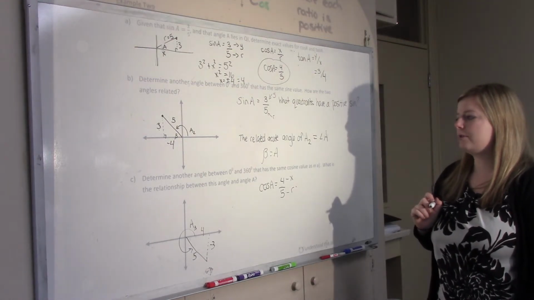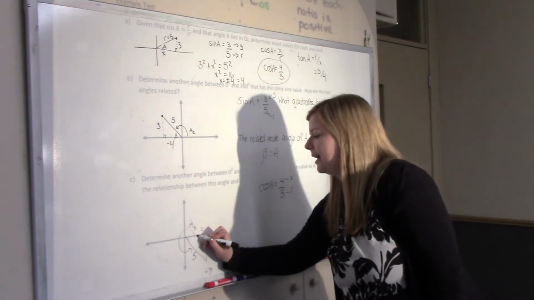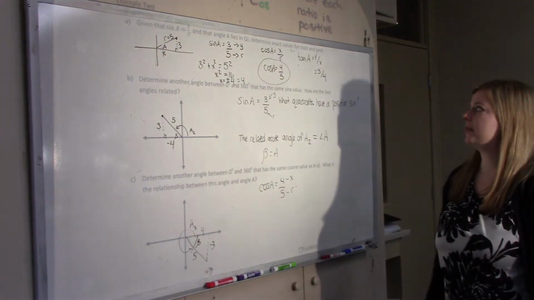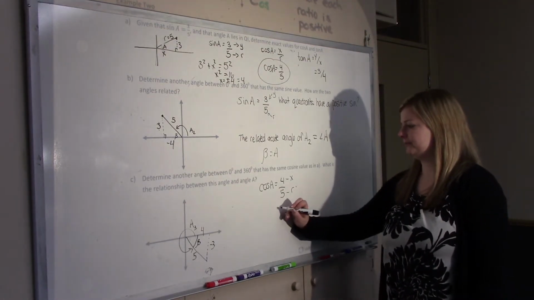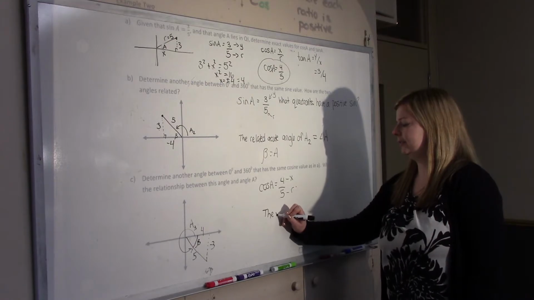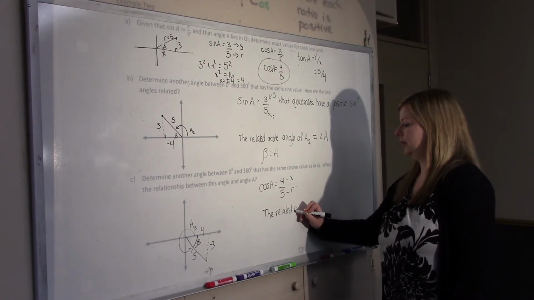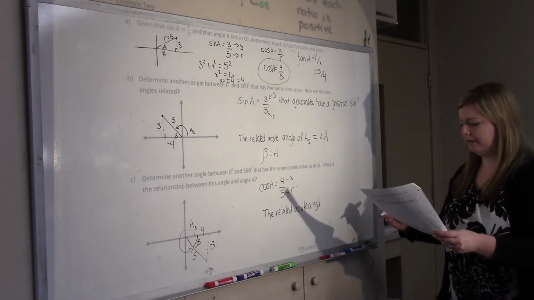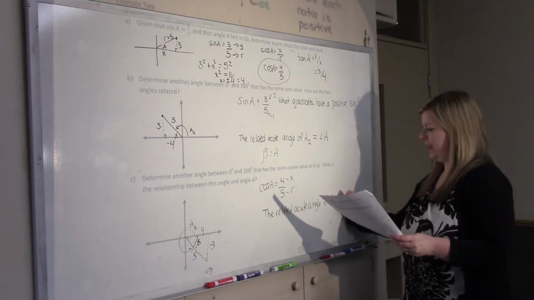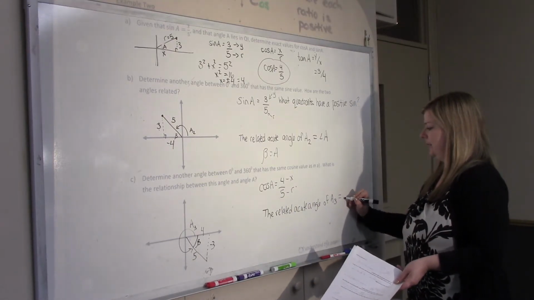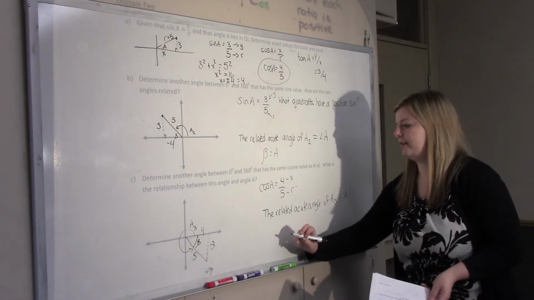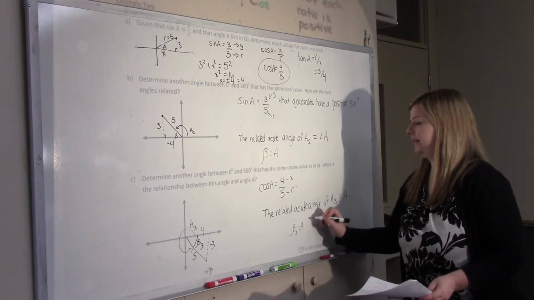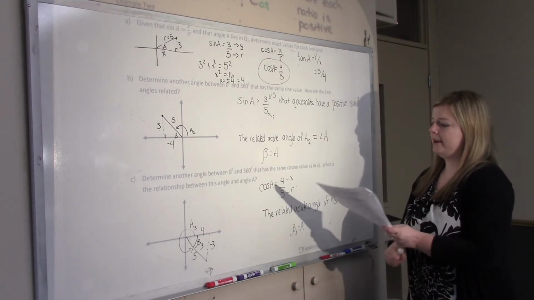So because it has the same cos value, that means this angle beta will be the same as it was there. So the related acute angle of A3 is equal to the original A. So we'll call this beta 3. So beta 3 is equal to A. So it shares the same related acute angle.